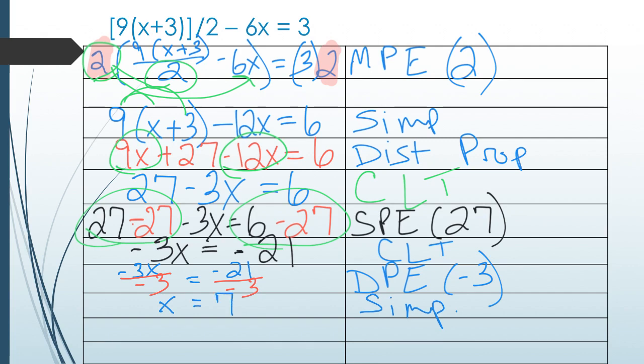So our last step is we simply have to write this in a complete sentence. So, Jack caught 7 tadpoles. Because remember, our question was, how many tadpoles did Jack catch? Jack caught 7 tadpoles. Okay, great job.